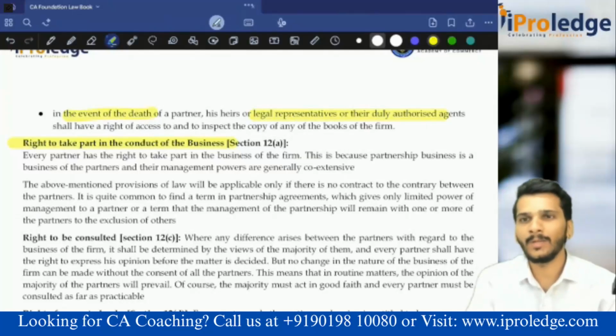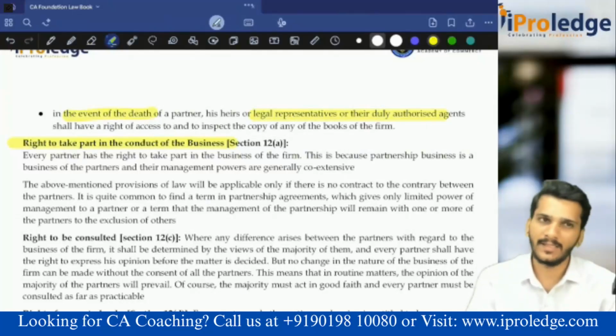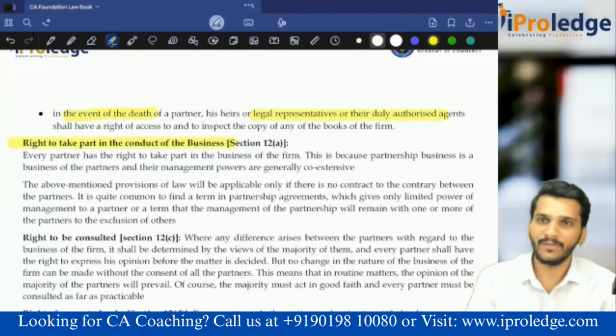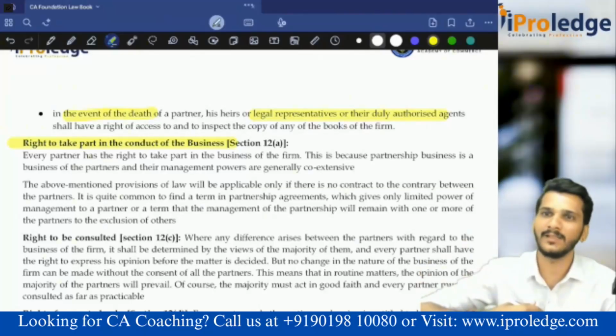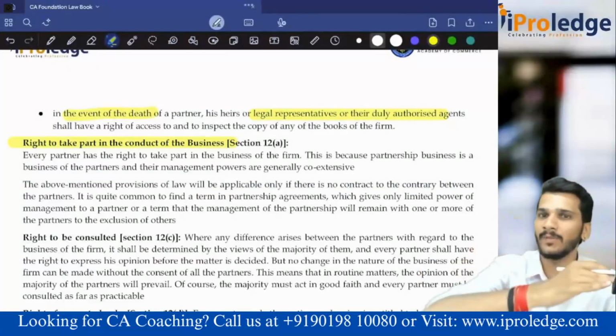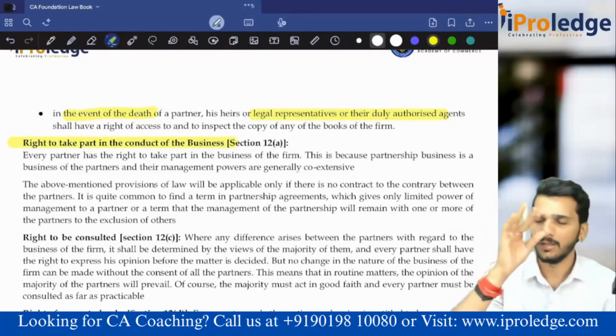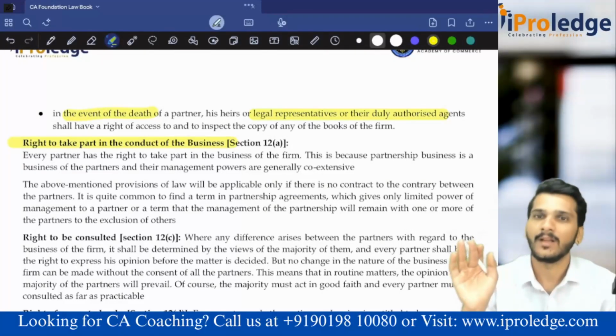What is this right to take part in the conduct of business? Every partner has a right to take part in the conduct of business unless in the contract they agreed that they are not becoming part of this specific business. Your business is separate. Yours is purchase business, mine is sales business, yours is accounts business, finance business, something. If it is divided, then the respective partners are responsible for their respective businesses.